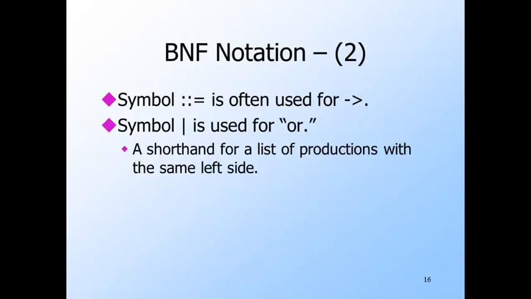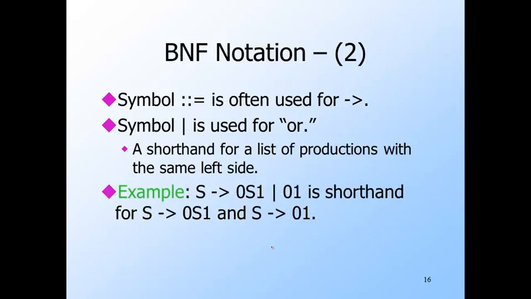In BNF we often find colon equals used in productions rather than the arrow. We also find a vertical bar used to list several production bodies that have the same head. That is a useful convention that we shall use in formal grammars as well. For example, our original grammar can be written with S once on the left side and the bodies of the two S productions listed with the bar connecting them.